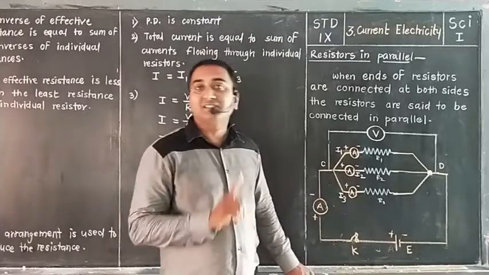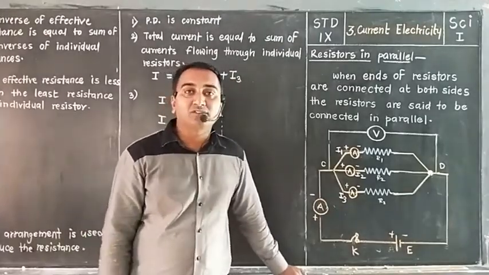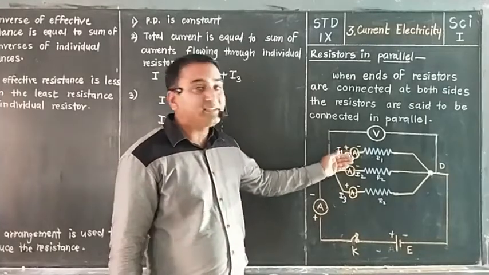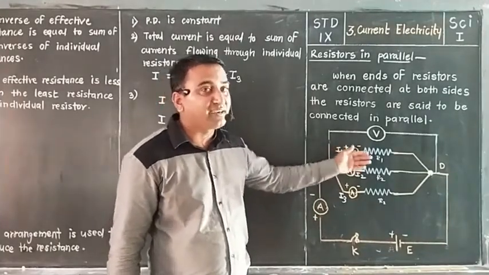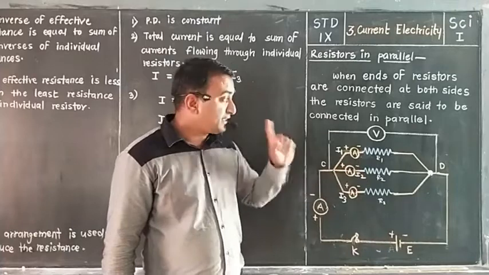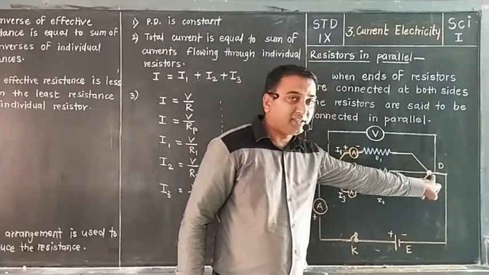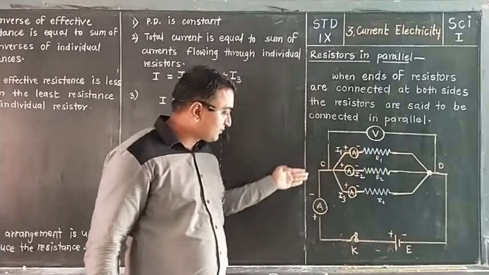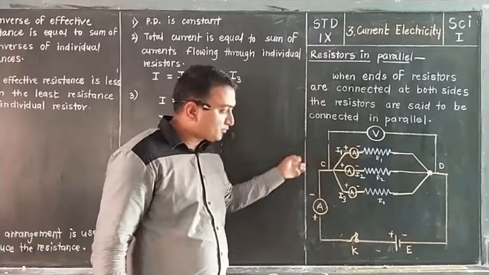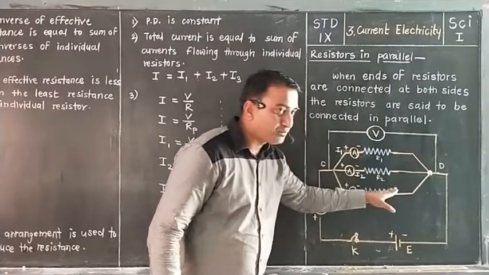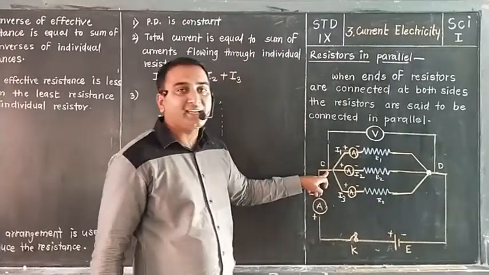So in series, current is the same across each conductor or each resistor, but here current is different in the different resistors. But here, see, whatever electrons reach here, the same electrons will come out of this. Wherever the current goes through the resistances, it will come back and reach here.